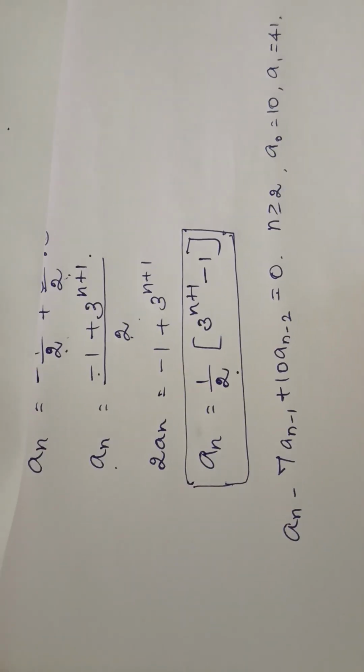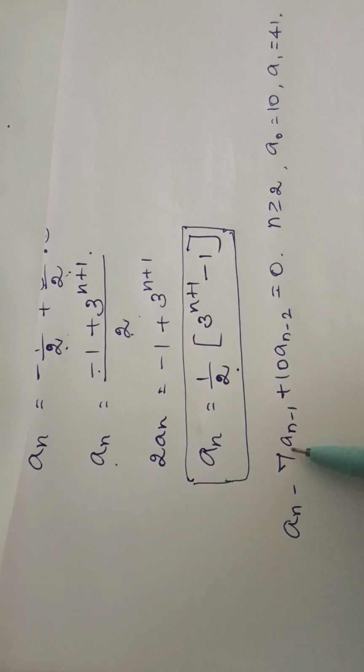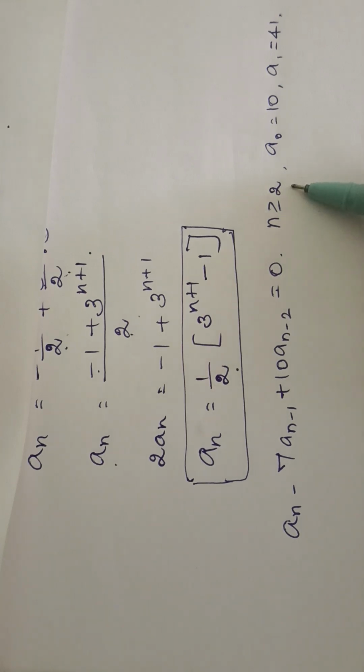Now I will show you an example. An minus 7 an minus 1 plus 10 an minus 2 equal to 0, n is greater than or equal to 0, and the given values are a0 equal to 10 and a1 equal to 41. Now you can try this one.